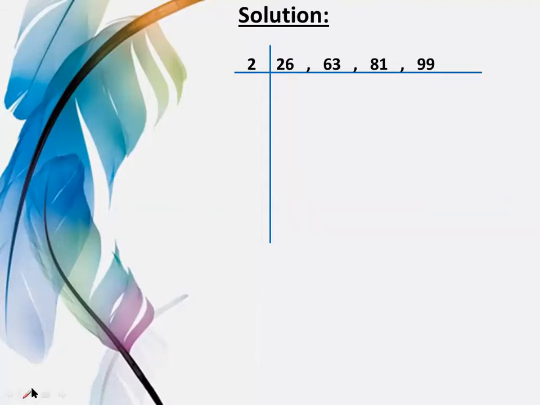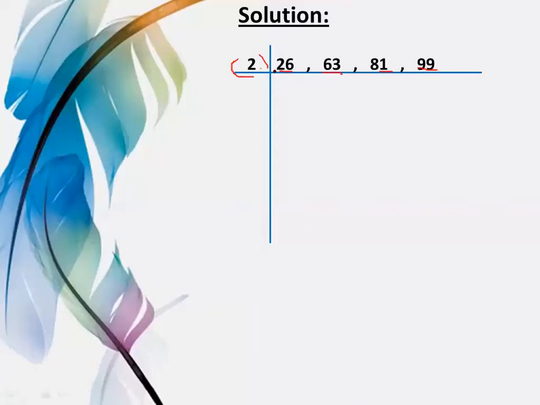Now I am explaining, please listen very carefully. Here you have to divide by 2. 26 can be divided by 2, but not 63. 63 cannot be divided by 2. It's okay. 81 cannot be divided by 2, and 99 again cannot be divided by 2. So it's okay, one number is divisible by 2, so we will take 2 as our factor.